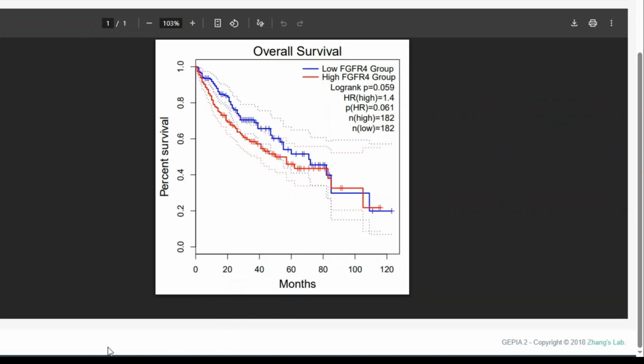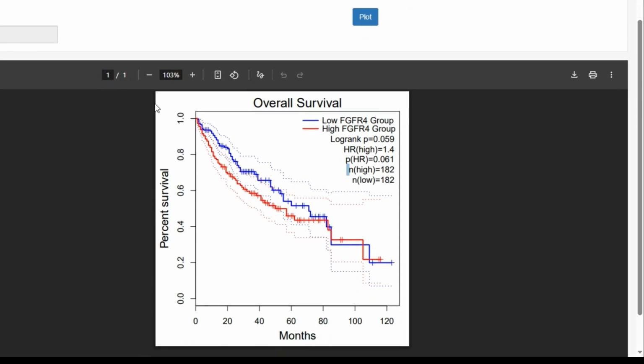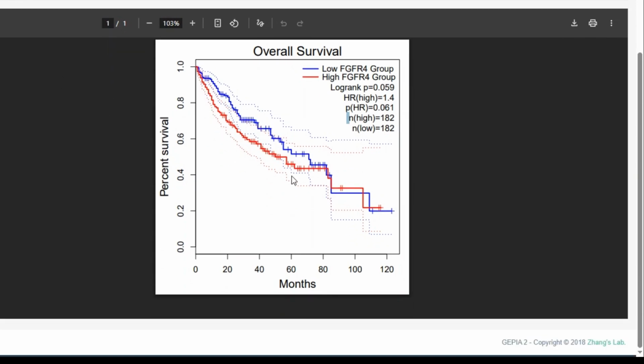And the last thing in the Kaplan-Meier survival curve is the confidence interval. The confidence interval is not mentioned here in the output of GEPIA, but you can see that GEPIA has included a confidence interval in this plot. What a confidence interval basically means is that the 95% confidence interval tells us the range in which the true HR likely falls.